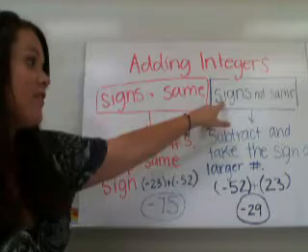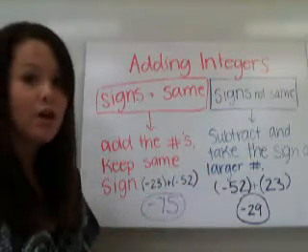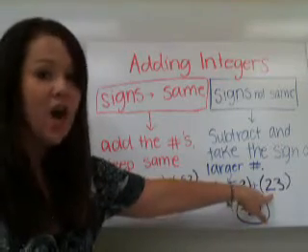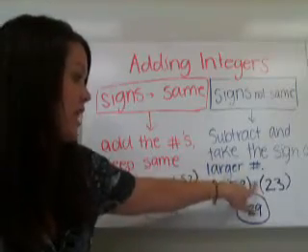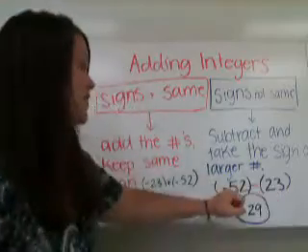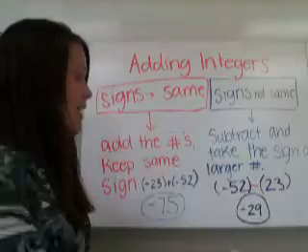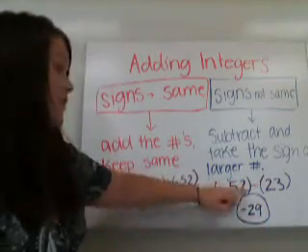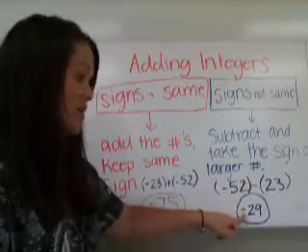If our signs are not the same, you're going to subtract and take the sign of the larger number. So we have negative 52 plus 23. Our signs are not the same, so I'm going to do 52, change this to a subtraction, so we're changing it. 52 minus 23 is 29. 52 has the negative sign, and 52 is larger, which is why our answer is going to be negative. 52 is bigger than 23, and 52 has the negative sign, so our answer is going to be negative.